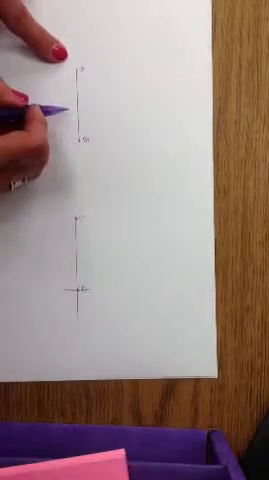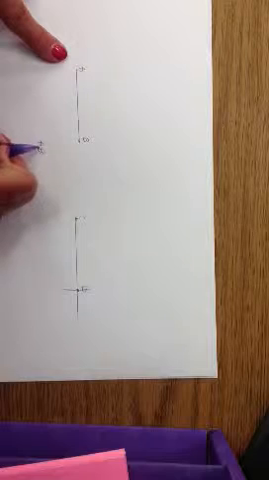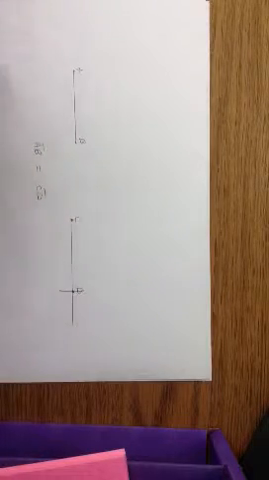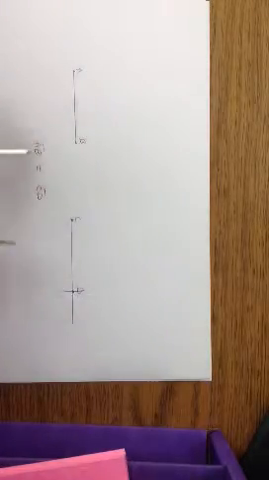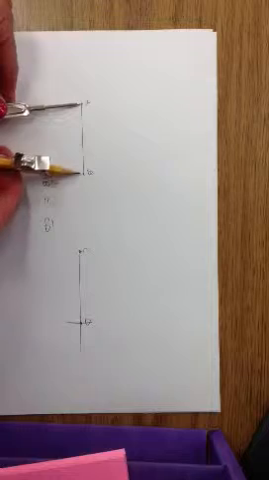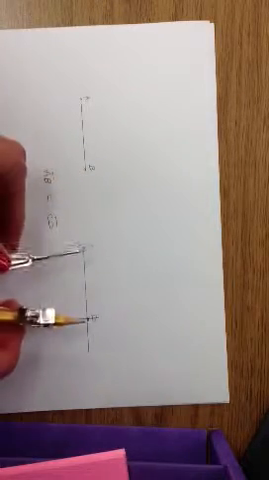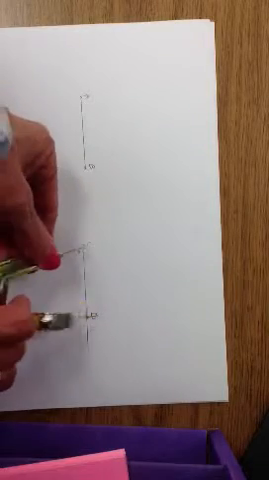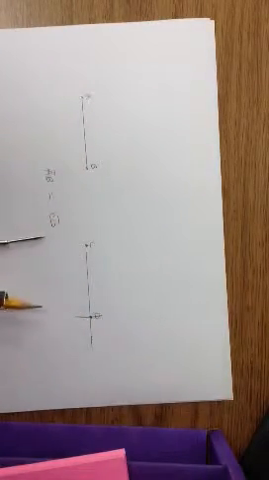So AB is equal to CD. And how do I know that? Because I didn't need a ruler, I just used my compass. And I just figured out how wide that was. I came over here, I made an arc right there, and that's how I know that AB is equal to CD.